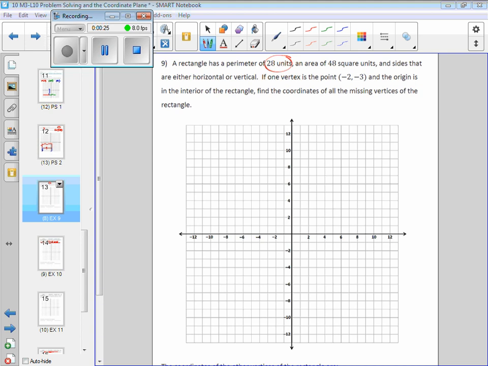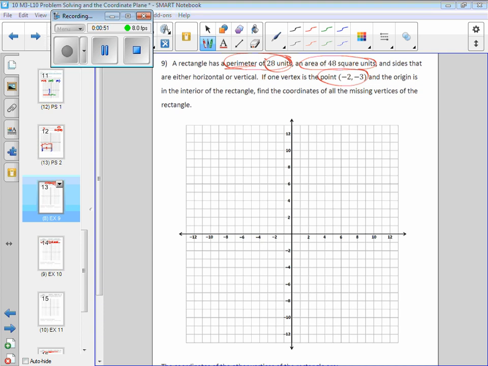Paige. Well, I circled, and I'm also going to make a note: it's perimeter of 28 units. What else? I circled one vertex is the point -2, -3, and I also circled area is 40 square units. Anything else? There's one more key piece of information that we will need at the very end.